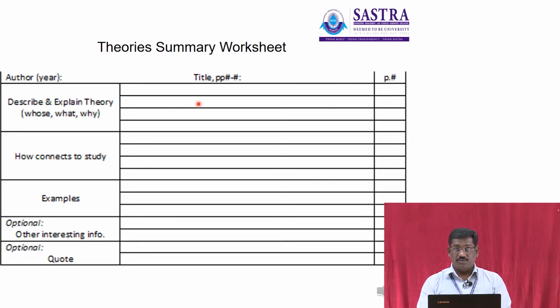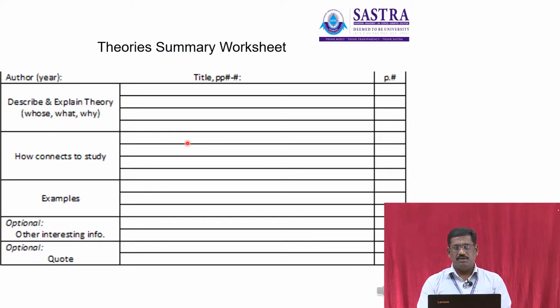So you can see here, tell the reader who, what, and why this theory is all about. And in the next row, how this particular theory connects to your area of study. That has to be clearly synthesized and evaluated based on your review information. You need to articulate how this particular theory connects to your study.